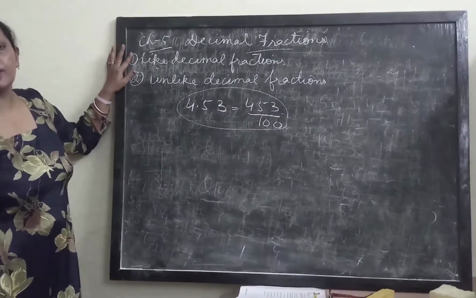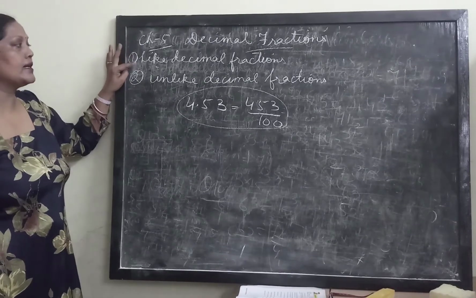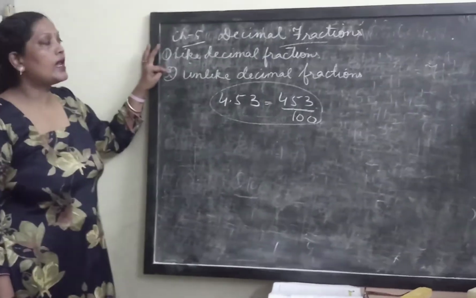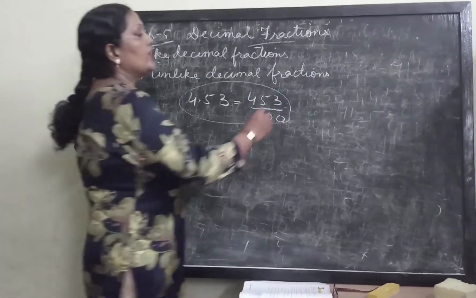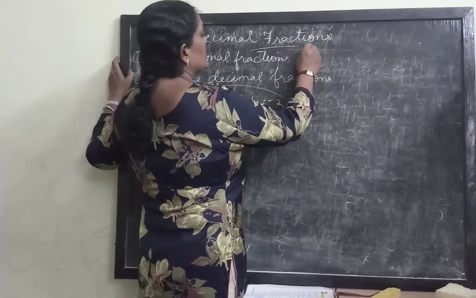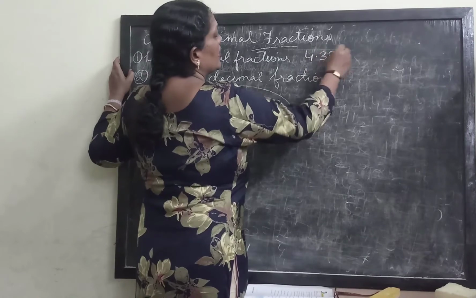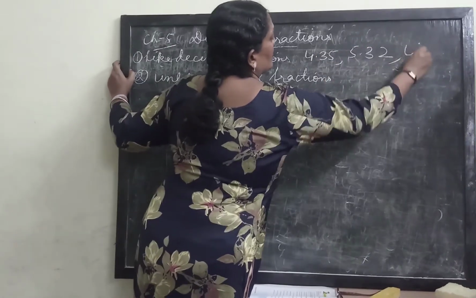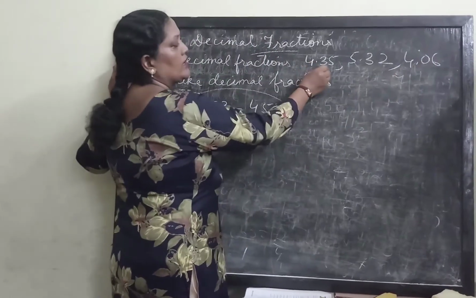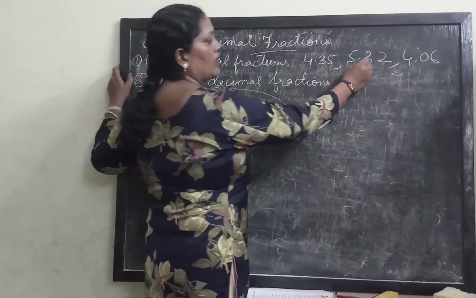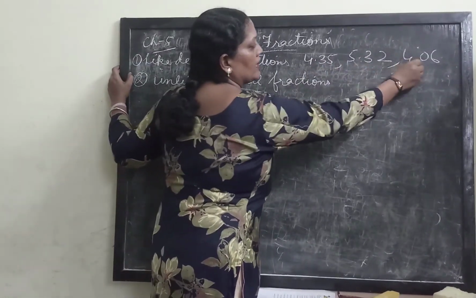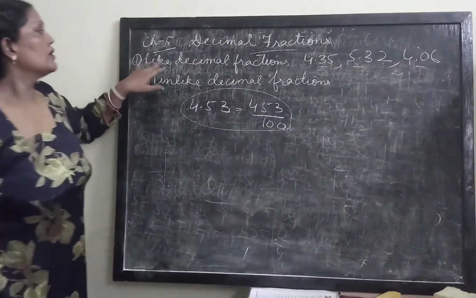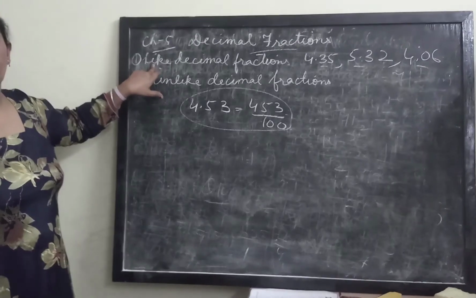There are two types of decimal fractions: like decimal fractions and unlike decimal fractions. What is a like decimal fraction? One in which we have the same number of digits after the decimal. See here, after the decimal how many digits are there? 2. Here also 2. All have 2 digits after the decimal, so they are known as like decimal fractions.